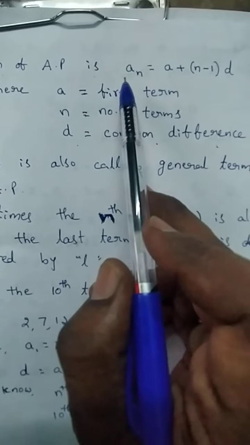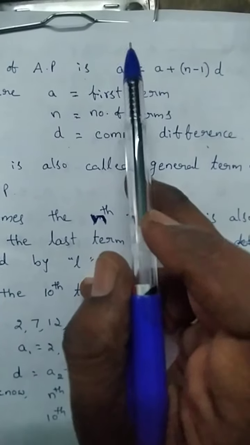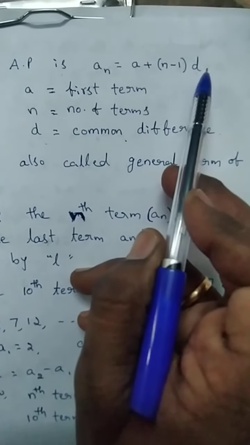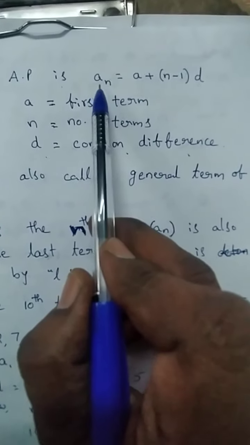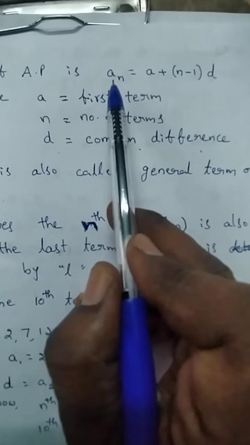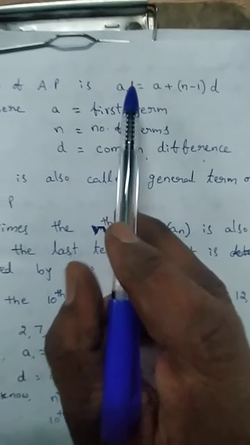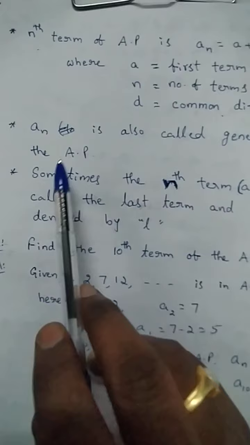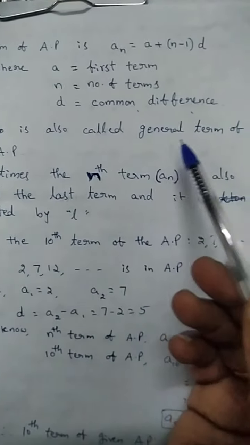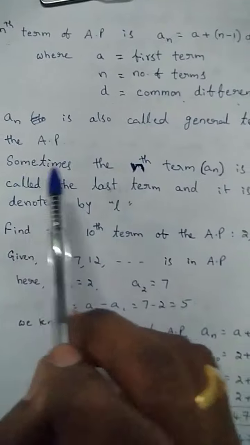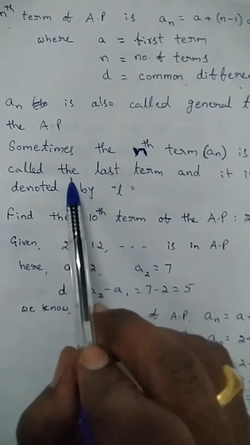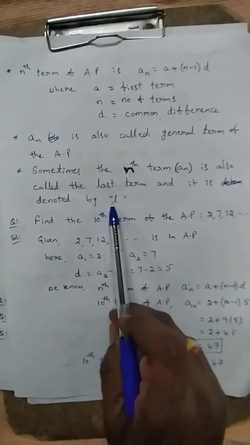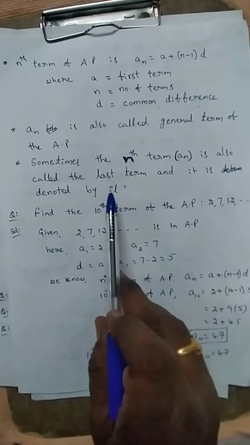To find the nth term of the arithmetic progression, you use the formula an equals a plus n minus 1 into d. In some cases, we can also call it the last term. An is also called the general term of the arithmetic progression. Sometimes the nth term is also called the last term, and it is denoted by the letter L.